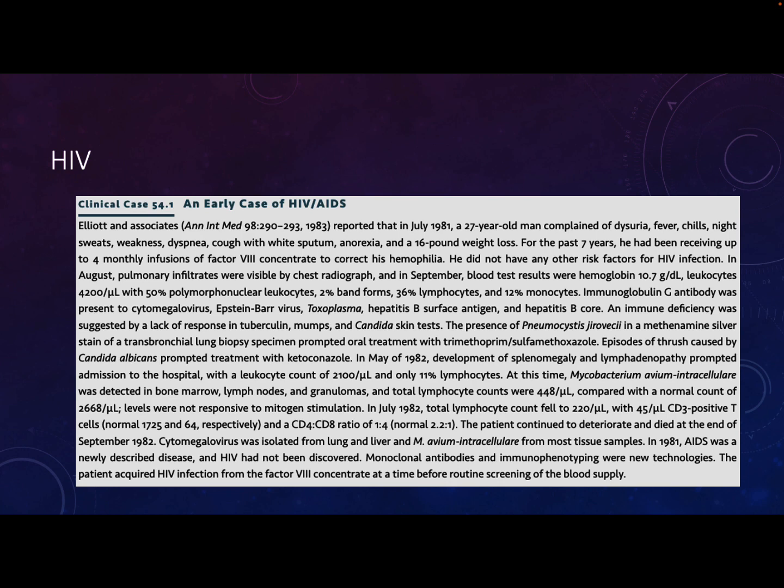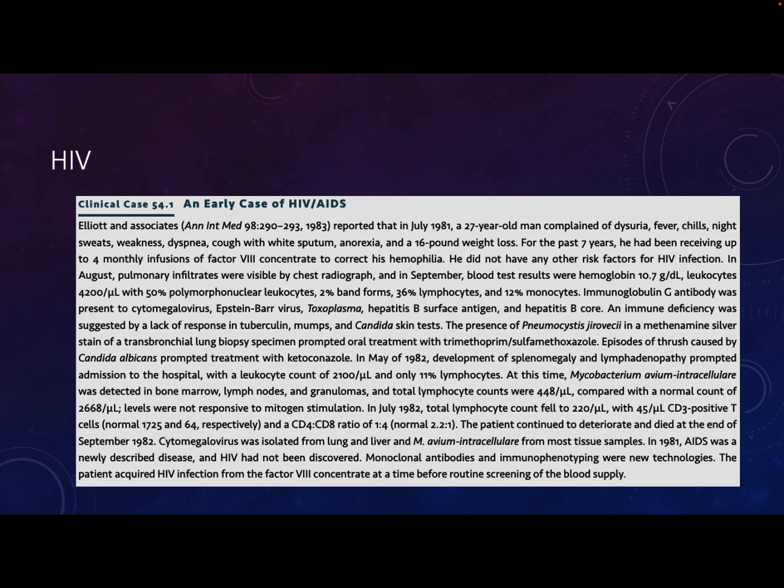IgG was present for cytomegalovirus, Epstein-Barr, toxoplasma, hepatitis B. Immune deficiency was suggested by a lack of response to tuberculin, mumps, and candida skin tests. He had that pneumocystis pneumonia. He had thrush, which is the Candida albicans infection in the throat and mouth.